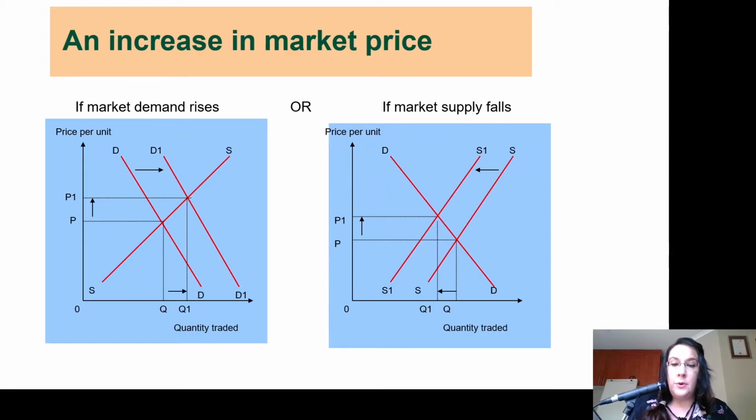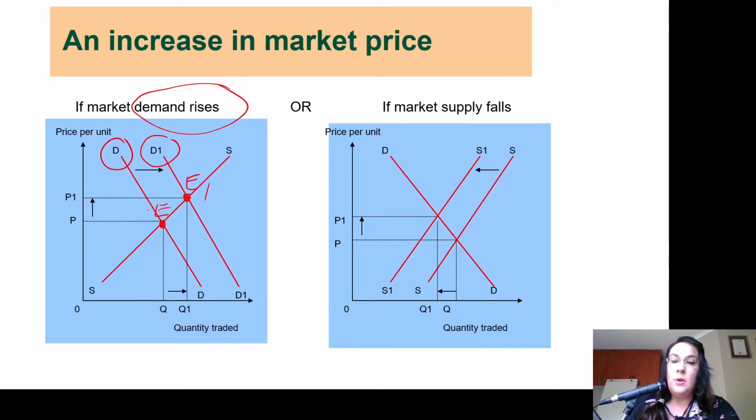Now I'm going to throw shifts in the demand and supply curve into the mix. So firstly, I want to look at if my demand increases. So my demand curve is moving from D to D1, which is an increase in the demand and is an outward shift of the curve. This will mean my equilibrium point, which was E over here, has moved to this new one, E1, because this is the new intersection point.